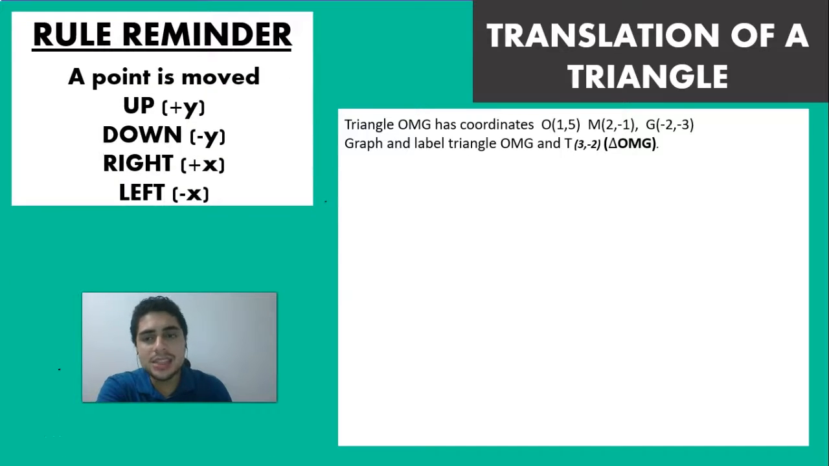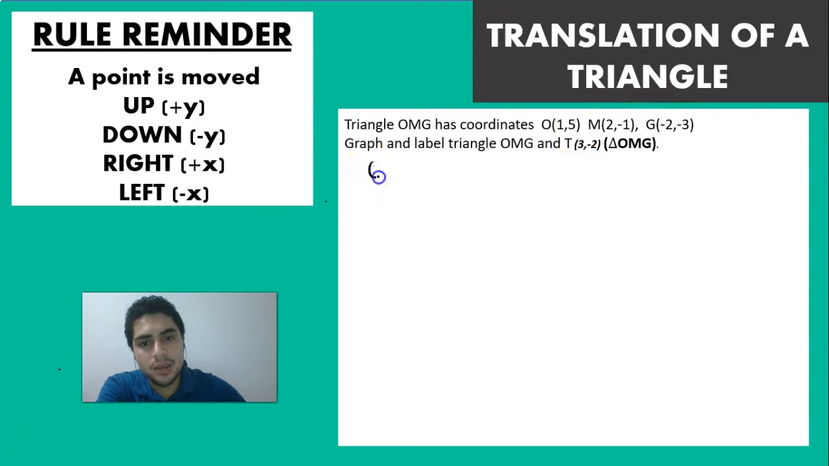Now, as a rule reminder here, we have to remember that whenever we are moving an image or a point, translating it up, we're going to add in its value of y. If we're moving it down, we're going to subtract in y. If we're moving it to the right, we're going to add in x. And if we're moving it to the left, we are going to subtract in x. So in this case, since we are adding in x, that means we're moving it 3 units to the right. And since we are subtracting 2, that means that we're moving it 2 units down, right?